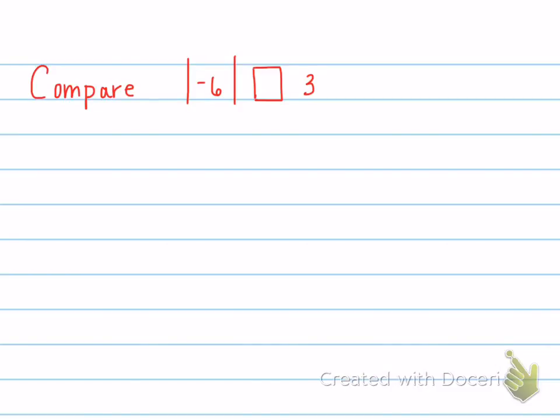So the absolute value of negative 6 is 6 because it's 6 spaces away from 0. And you're comparing it to 3. That doesn't change because you weren't finding the absolute value. So 6 is actually greater than 3. It's bigger than 3, so the absolute value of negative 6 is greater than positive 3.